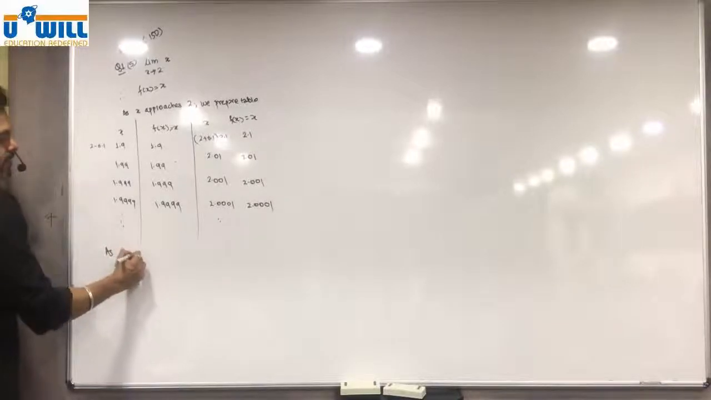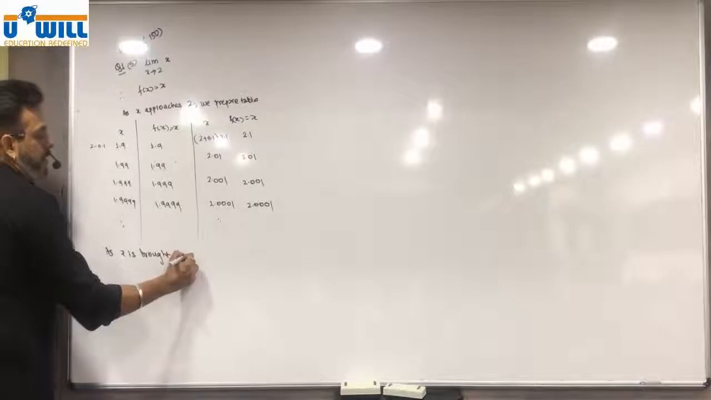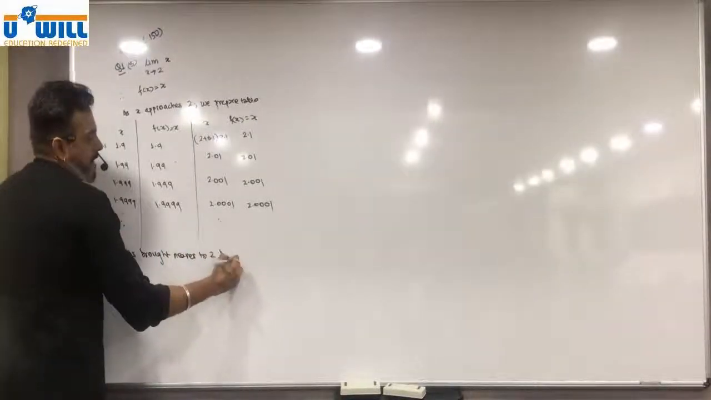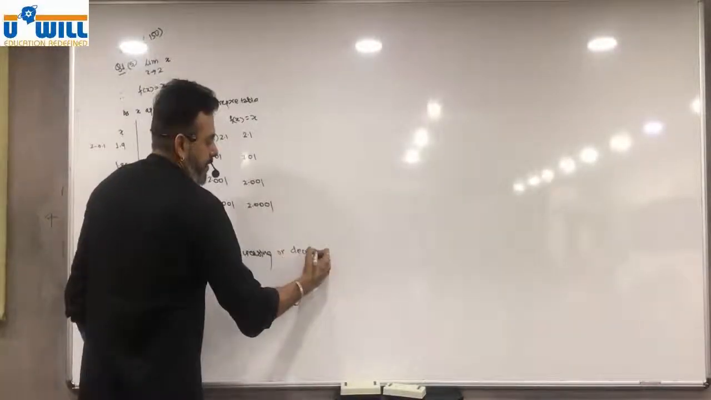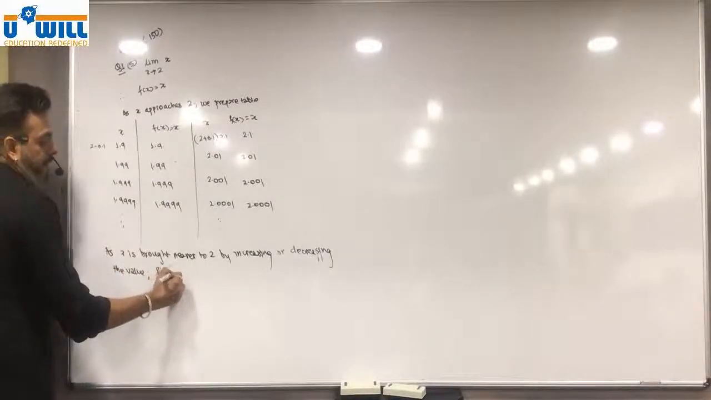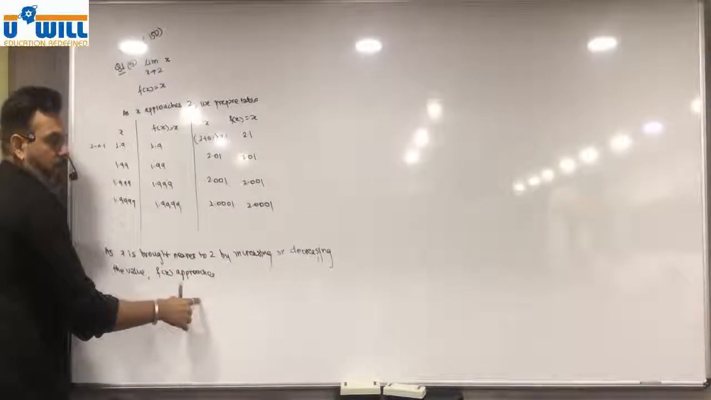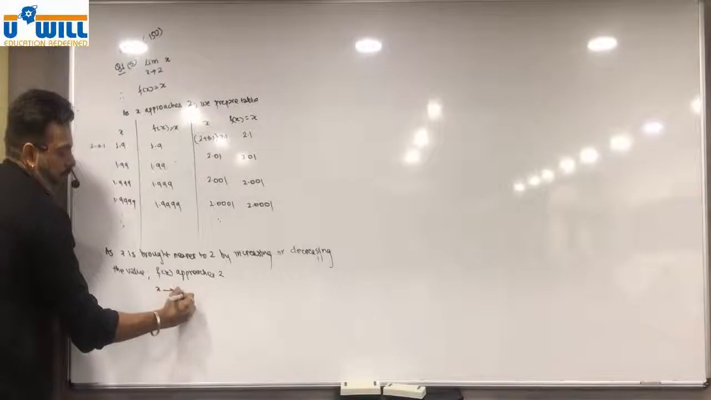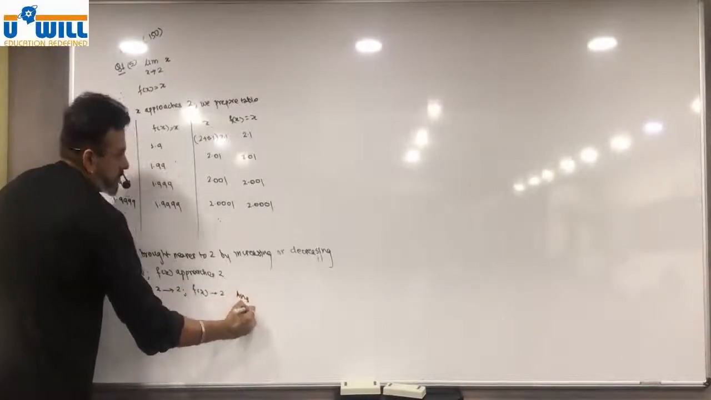As x is brought nearer to 2 by increasing or decreasing, the value f of x approaches what? 2. So as x approaches 2, f of x also approaches 2. Answer.